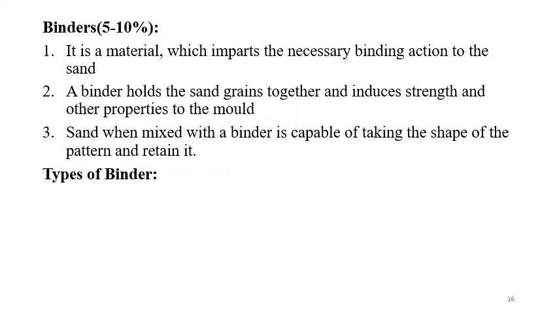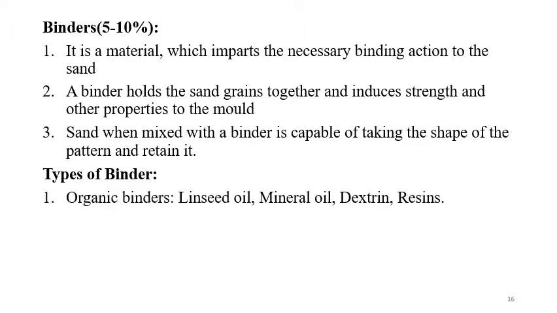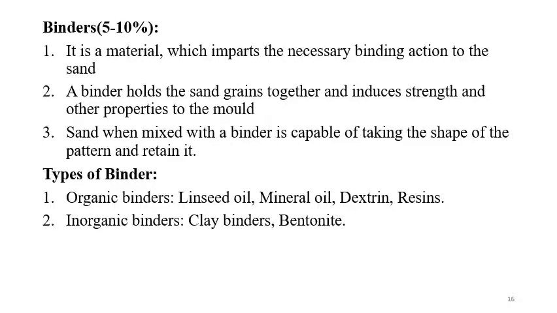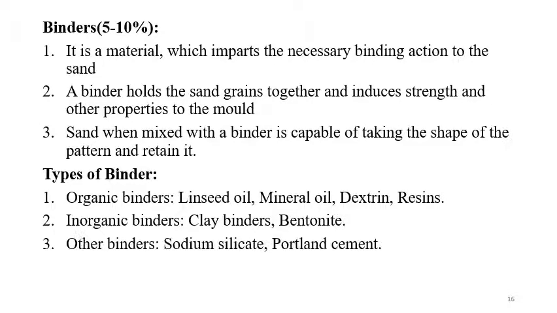Types of binders: different types of binders are used in the foundries. The first one is organic binders. Examples of organic binders are resin, dextrin, mineral oil, or resin. Then inorganic binders, for example clay binders and bentonite. Other binders you can also use are, for example, sodium silicate and Portland cement.